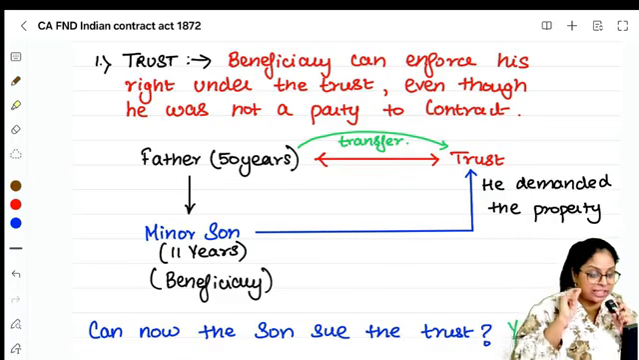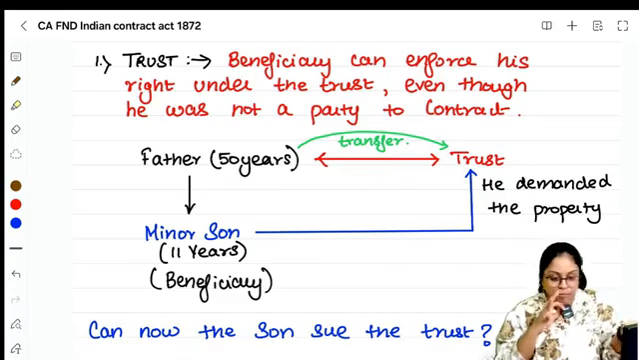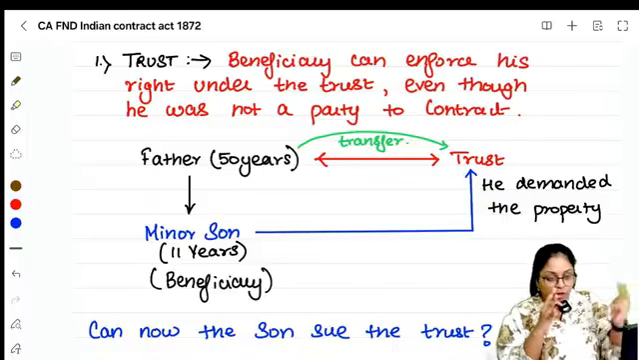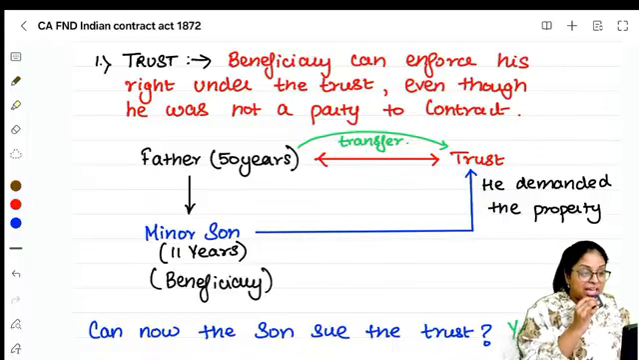So this is the first exception. Even if you are not a party to a contract that happened between the trustee members and the school, the trustee told the school, please build a library so that students find it helpful and can study well. The contract happened between the trustee and the trust.